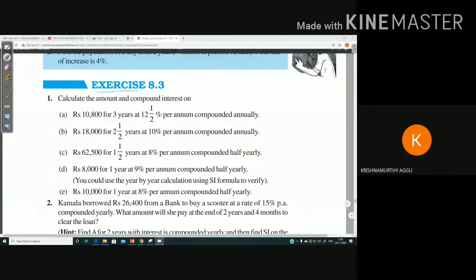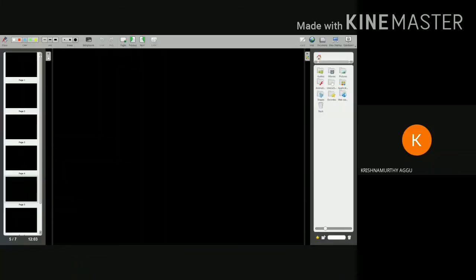Exercise number 8.3. Calculate the amount and compound interest on question B: 18,000 rupees for 2.5 years at 10 percent per annum compounded annually. You could use the year by year calculation to verify. First, let me tell you how to find the answer for question B by applying the compound interest formula. After that, we will use the year by year calculation with the compound interest formula.